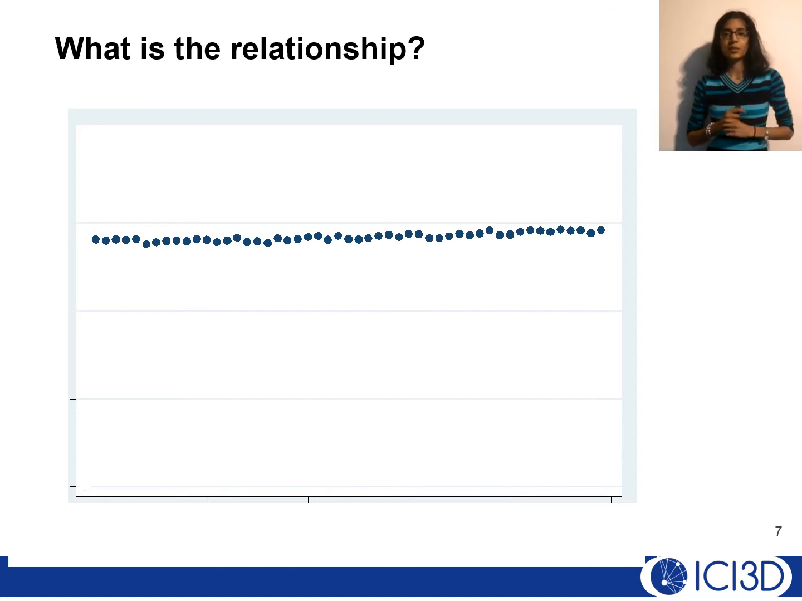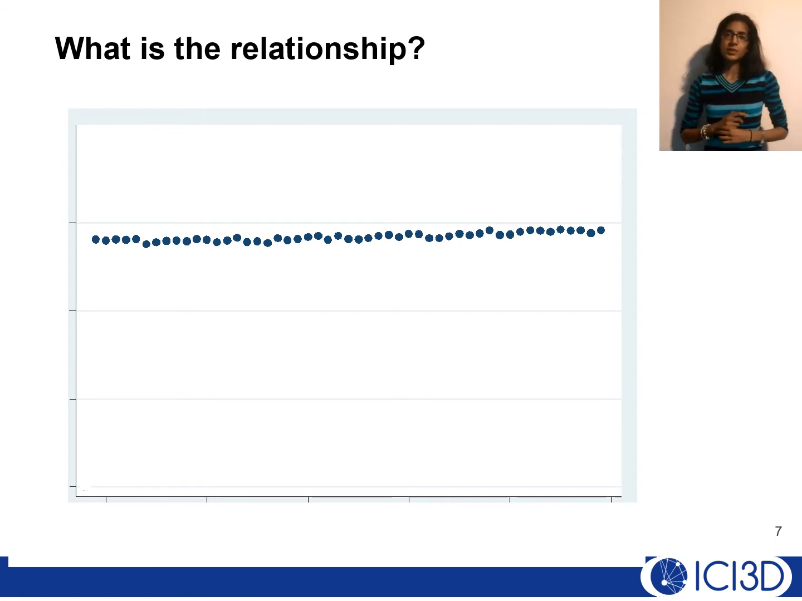What would you say is the relationship between them? I think for many of us, our reaction is that there isn't a relationship. It seems that the values of the variable on the y-axis stay the same regardless of the other variable.